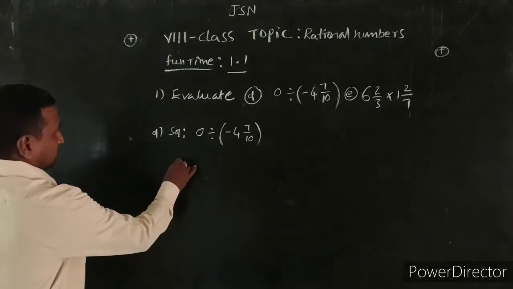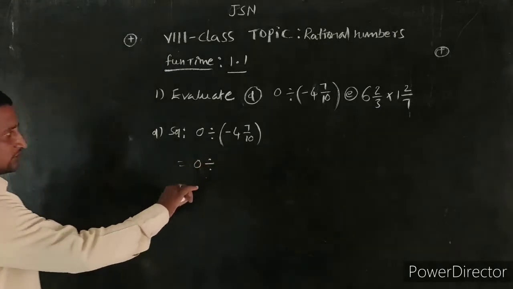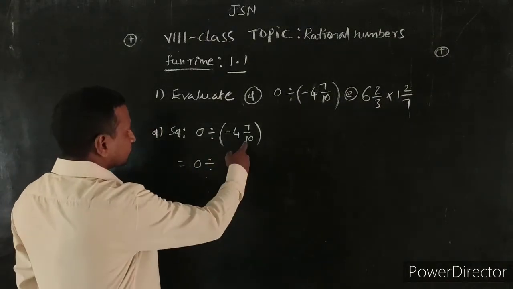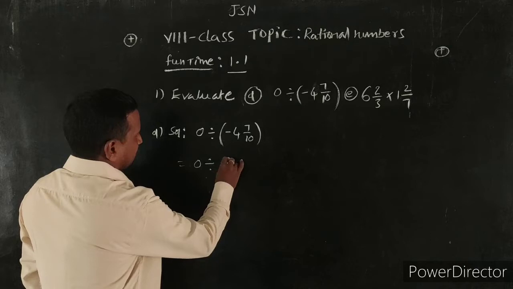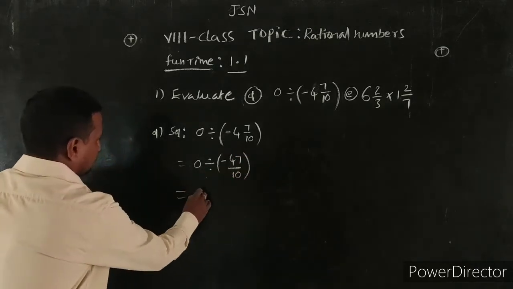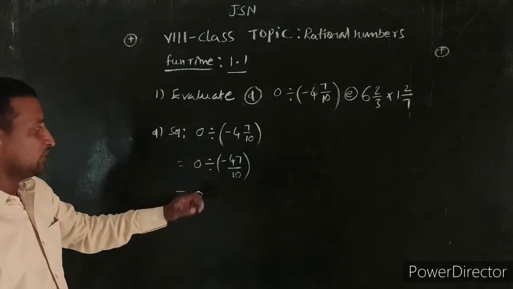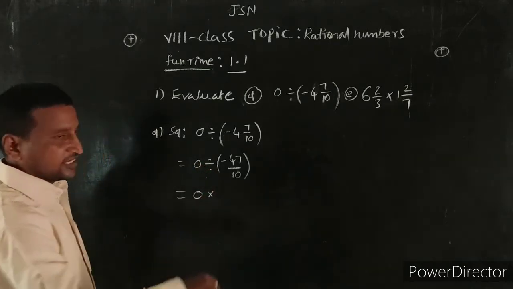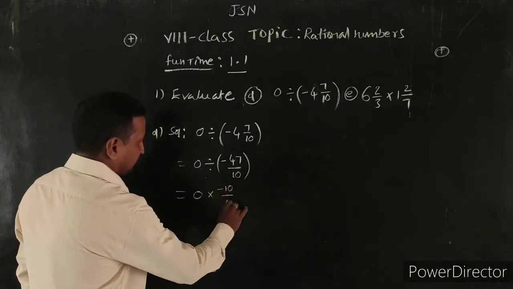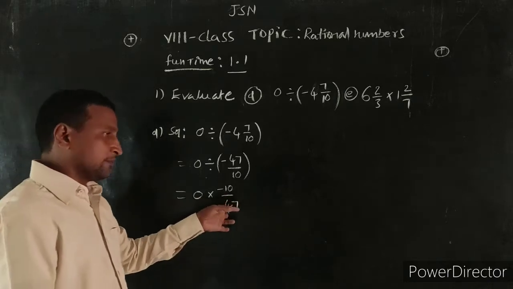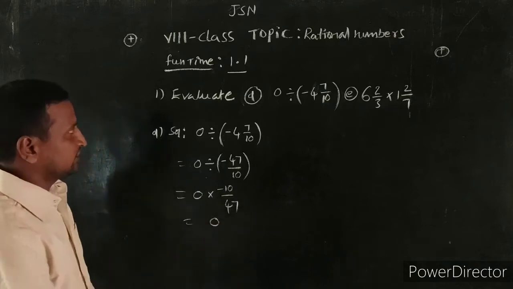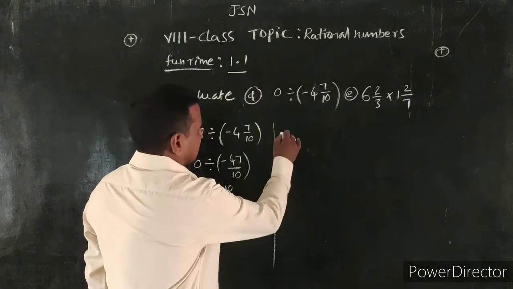Okay, 0 divided by, so the mixed fraction is converted into an improper fraction. 4 tens are 40 plus 7, minus 47 by 10. The division symbol changes into multiplication, and we write the reciprocal of minus 47 by 10, which means minus 10 by 47. 0 into any number, 0 into something, we will get 0. So the answer is 0.